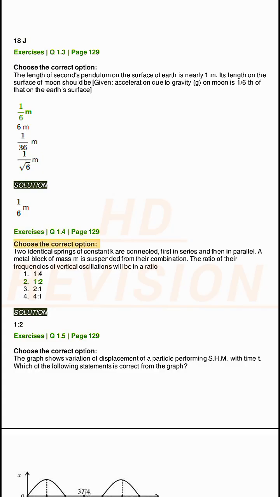Exercises Q1.4, page 129. Choose the correct option. Two identical springs of constant K are connected, first in series and then in parallel. A metal block of mass m is suspended from their combination. The ratio of their frequencies of vertical oscillations will be in a ratio 1. 1:4 2. 1:2 3. 2:1 4. 4:1. Solution. 1:2.